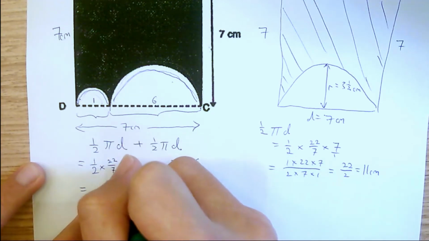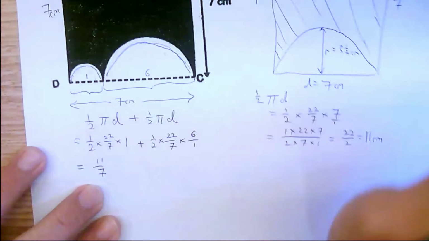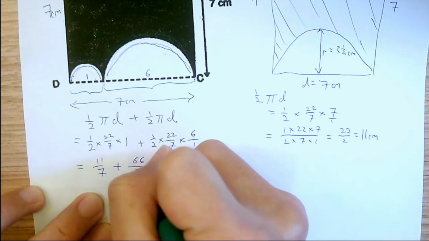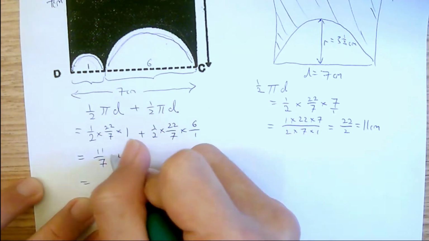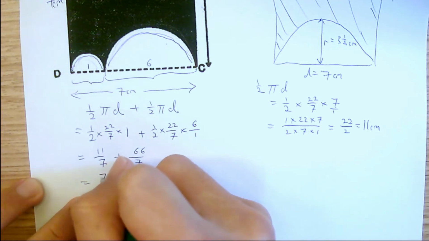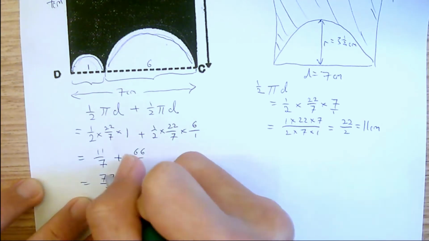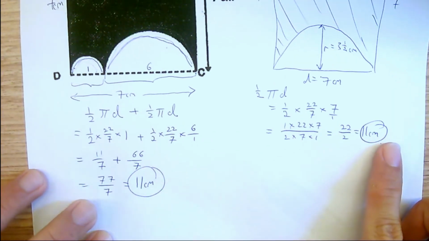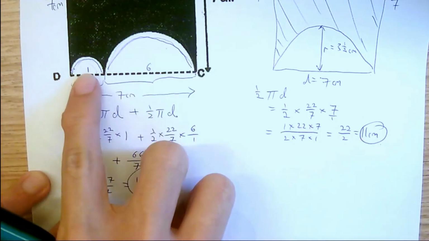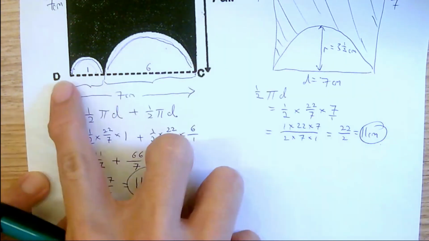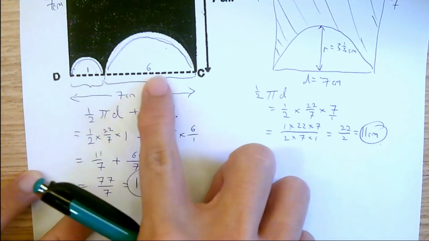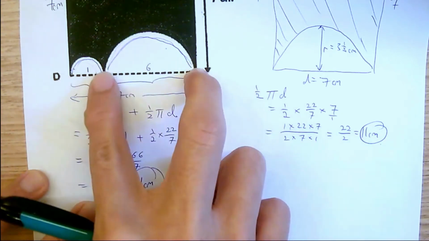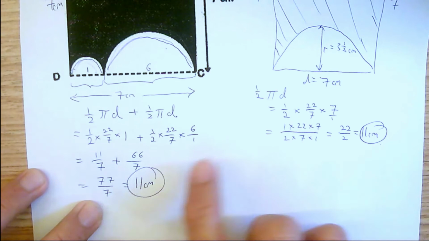So this one will give us 11 over 7. And this one will give us 66 over 7. Okay, so 11 over 7 plus 66 over 7 will just be 77 over 7. And this will give us 11. You see, it's the same. So what does this tell us? It tells us that even if you split the semicircle into two portions, and the total diameter is the same, see the total diameter is still 7, but it must be next to each other. If you add it up together, the circumference will be the same. That's why you get 11 and 11 over here.